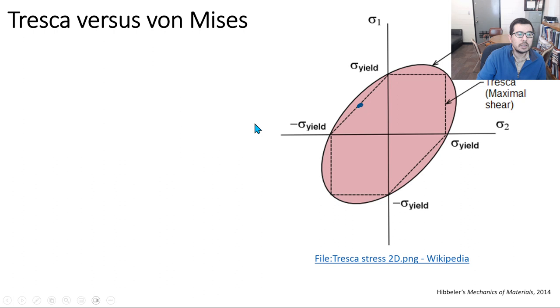So now, here we are going to have, and I'm sorry, I made a mistake, but anyway, this is von Mises right here. Is the ellipse? Okay, it's just covering it. That's the only thing. That's what this line is saying. Okay, so Tresca versus von Mises.